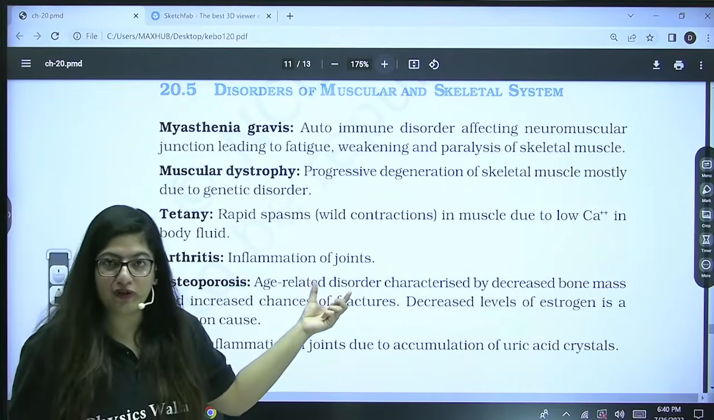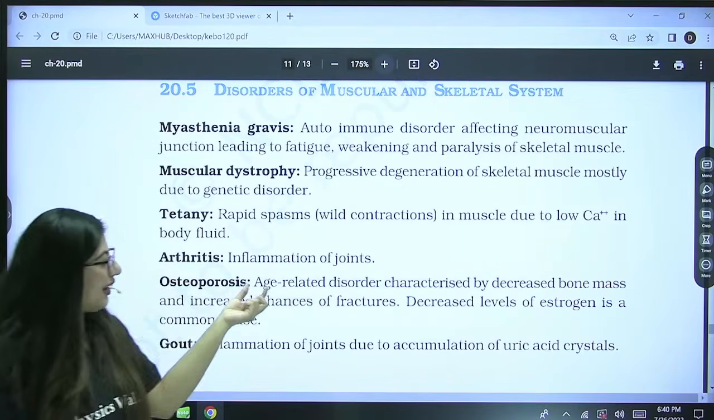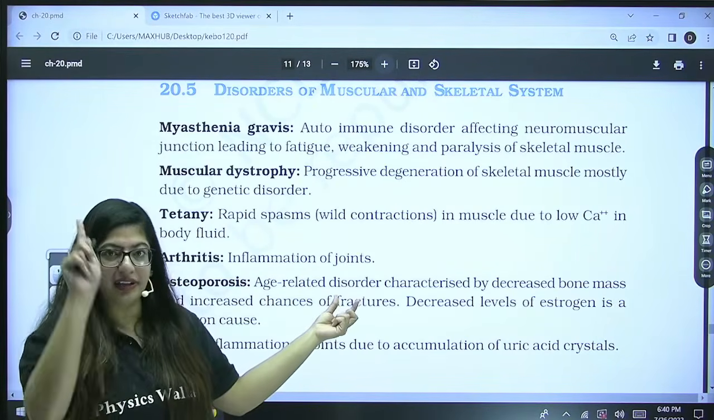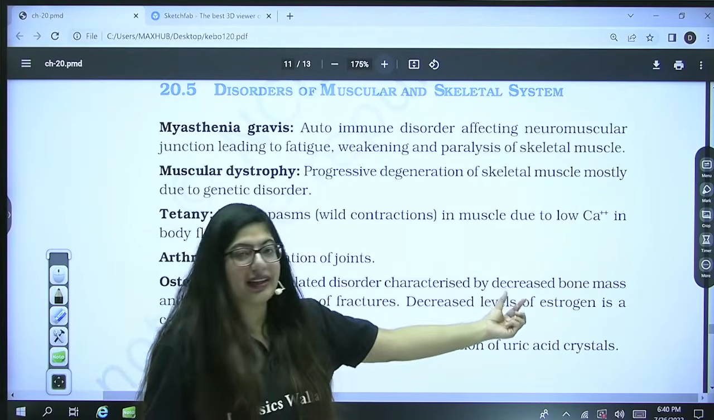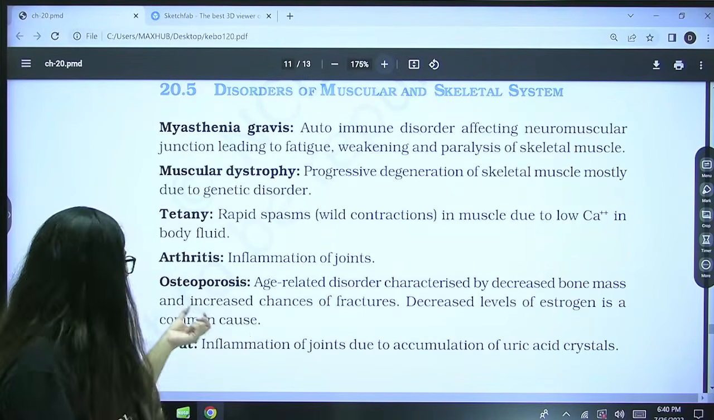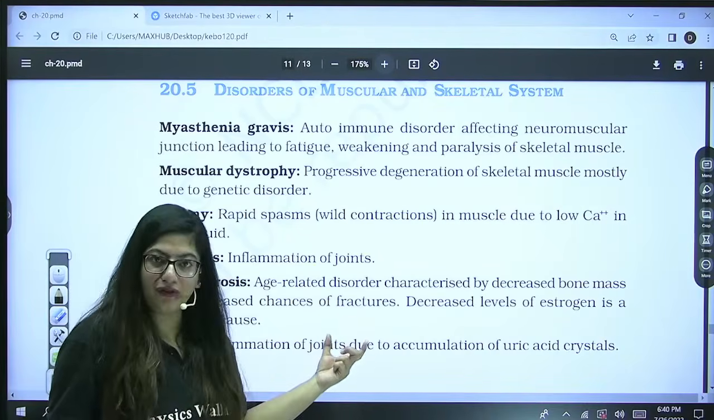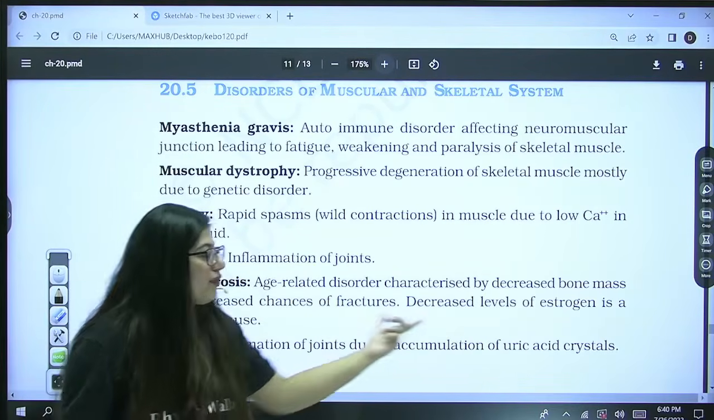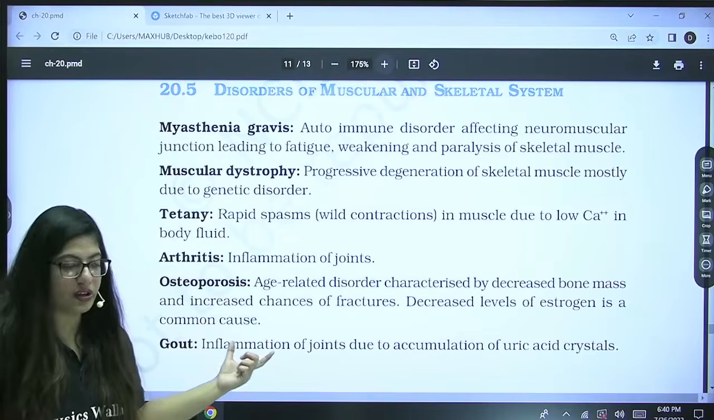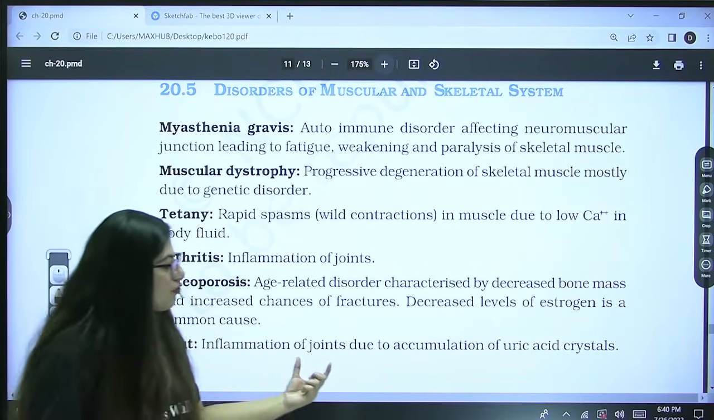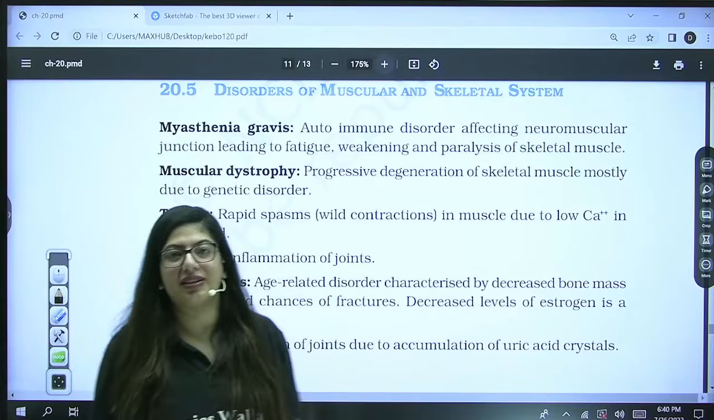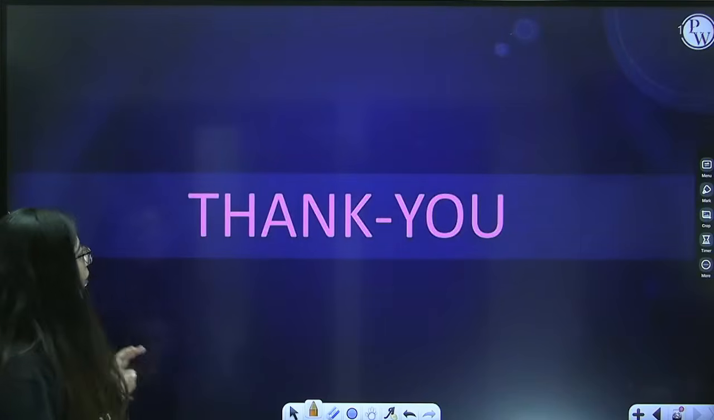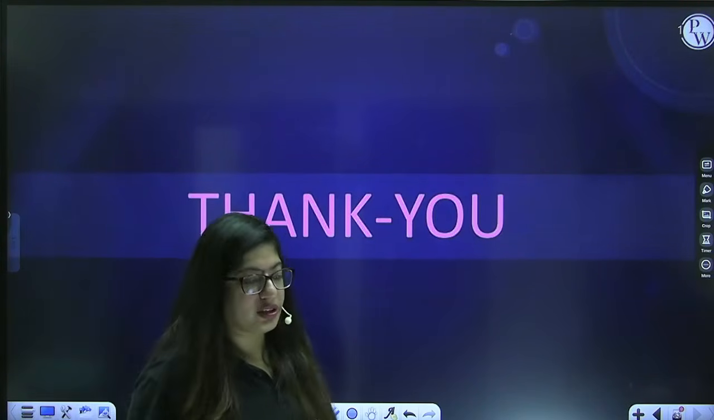Arthritis, inflammation of joint. Osteoporosis, an age-related disorder, again age-related, after 50, around 45 to 50, characterized by decreased bone mass and increased chances of fractures. Decreased level of estrogen is a common cause. Gout, inflammation of joint, it is also an arthritis due to accumulation of uric acid crystals, right? So that's about the locomotion and movement chapter, guys.